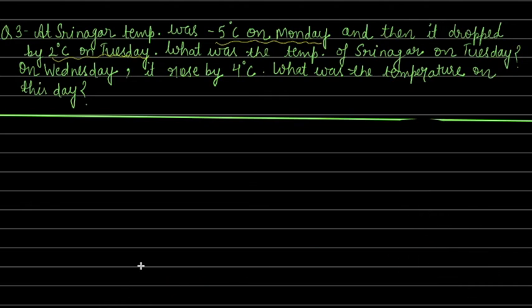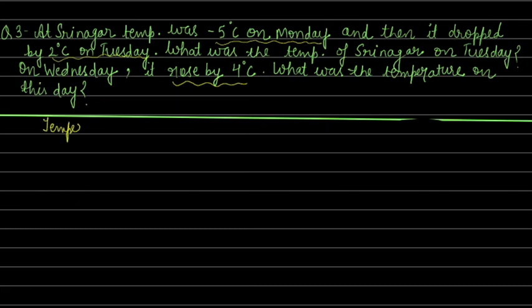Okay. Now let's see, the temperature was minus 5 degrees Celsius on Monday, and then it dropped by 2 degrees Celsius on Tuesday. So there is a drop in temperature. What was the temperature of Srinagar on Tuesday? On Wednesday, it rises by 4 degrees Celsius, and you have to tell what the temperature was on Wednesday. So again, this question has two parts. We will first write the statement.